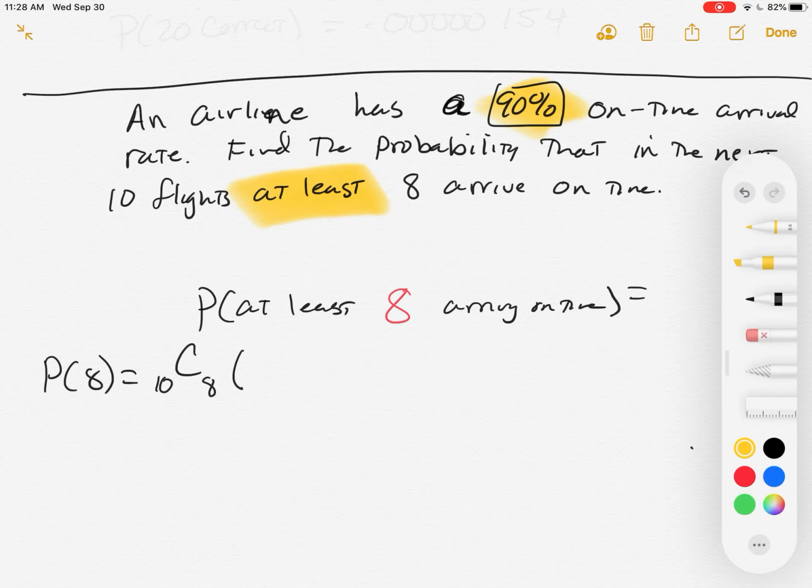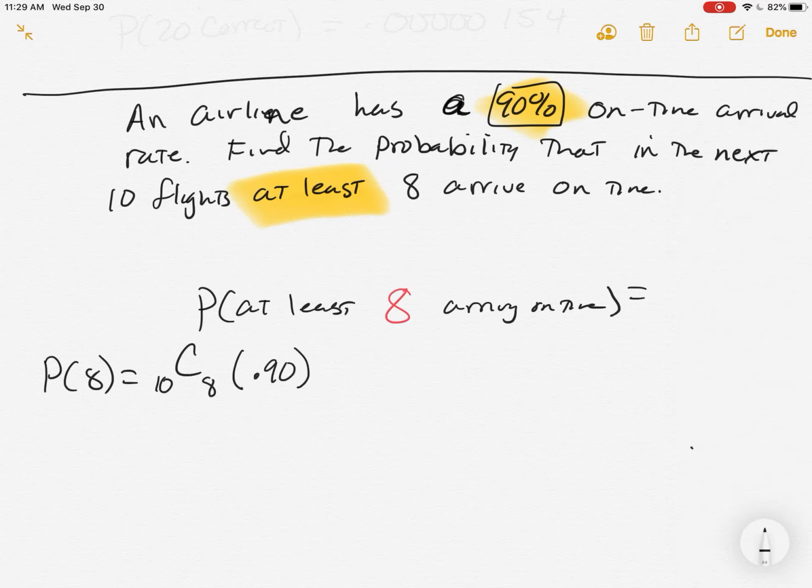This percentage that's given right up here is the probability of success. That's the probability of arriving on time. And so we have a 0.90 in there. How many times do we need that to happen? 8 times. Well, because not all 10 flights are arriving on time, I need some to arrive late. That probability is 1 minus the 0.90. I need that to happen twice.